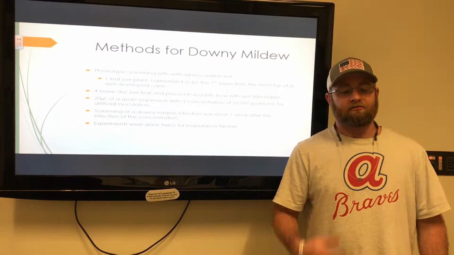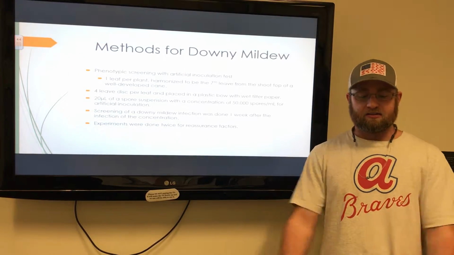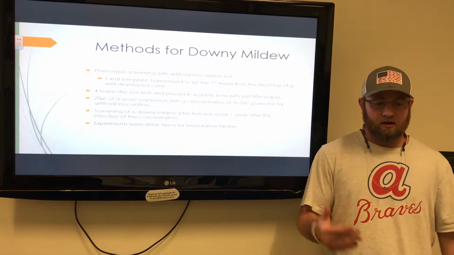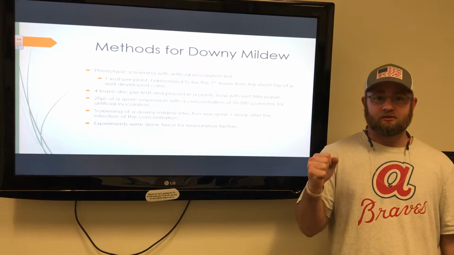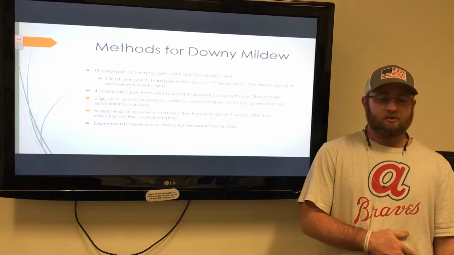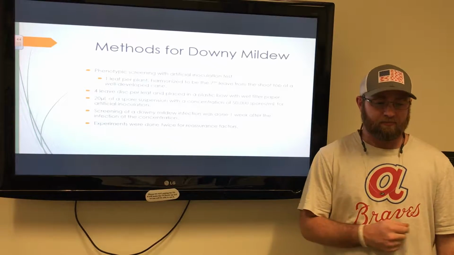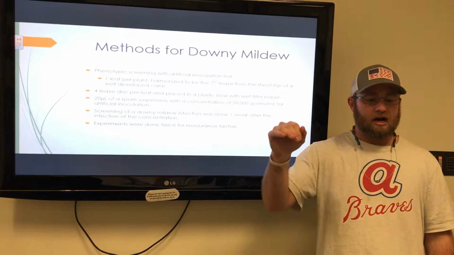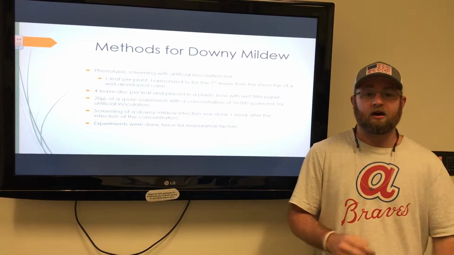All right, so for the methods, we're going to break it into methods of downy mildew and then methods of powdery mildew. You have a phenotypic screening with artificial inoculation tests. What they did is they cut one leaf off per plant, and they harmonized it, being the seventh leaf from the shoot top of a well-developed cane of each plant.